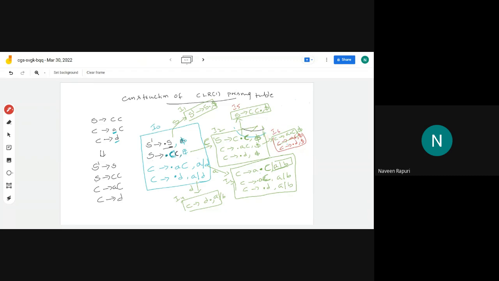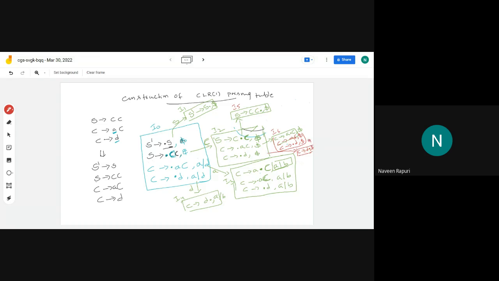Next, coming to this one, C derives D dot, comma dollar.